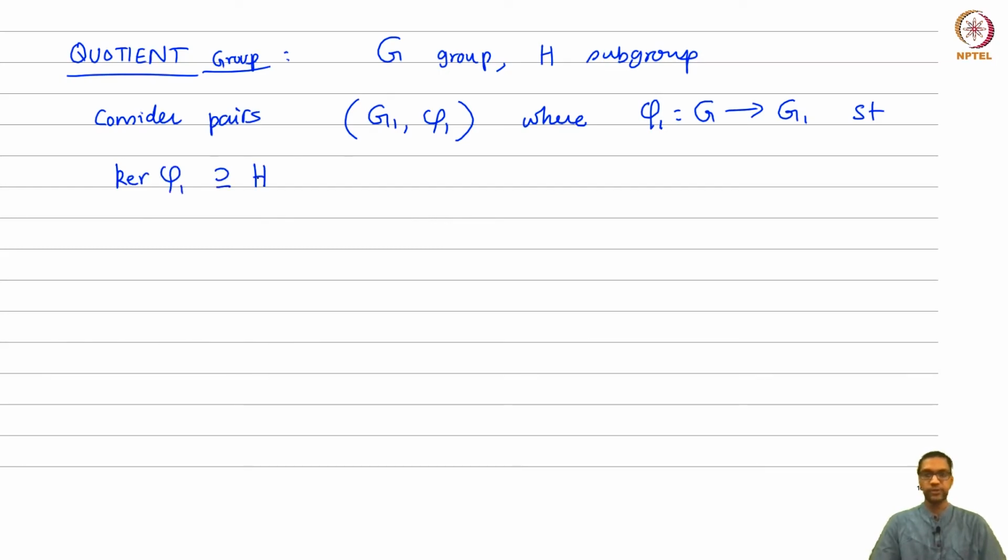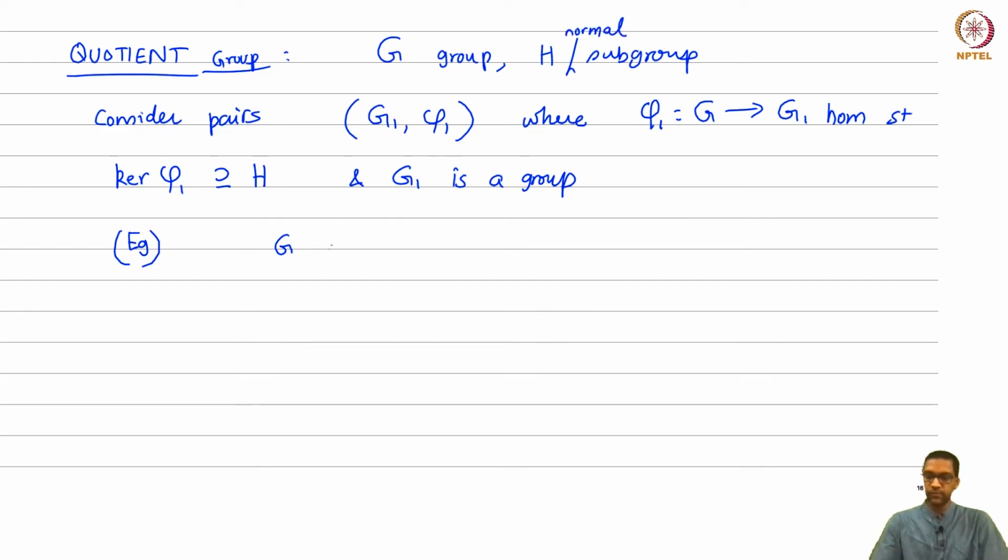So we have fixed G and H here, and I'm looking at pairs. G1 is a group, and phi 1 is a group homomorphism such that the kernel contains H. Now consider all such pairs. For example, there is one obvious such pair. I should have said, suppose H is a normal subgroup of this group G. Now let's look at one possibility: the quotient group G mod H.